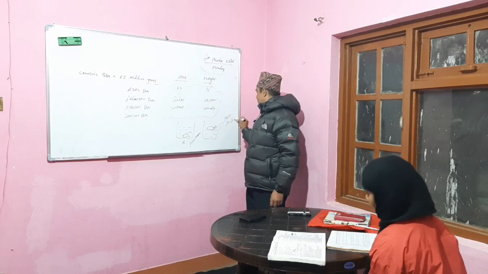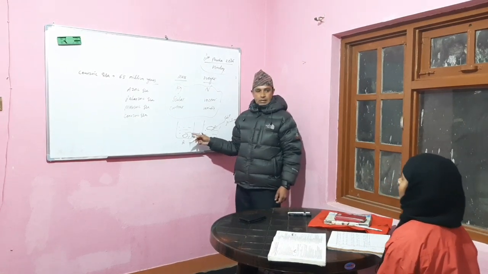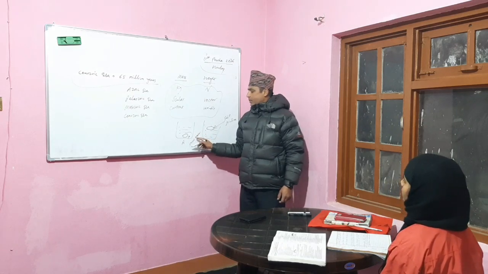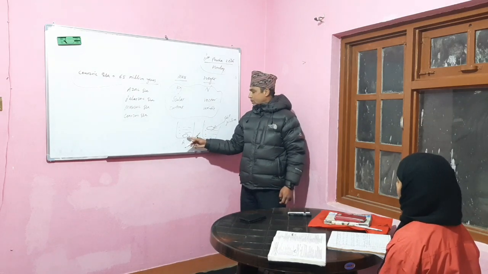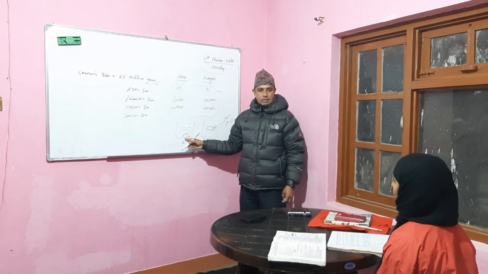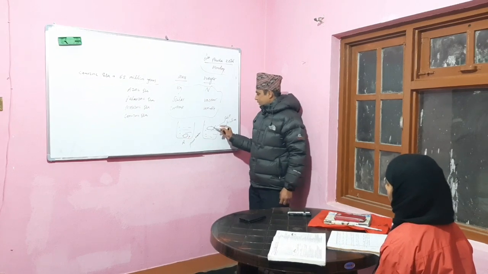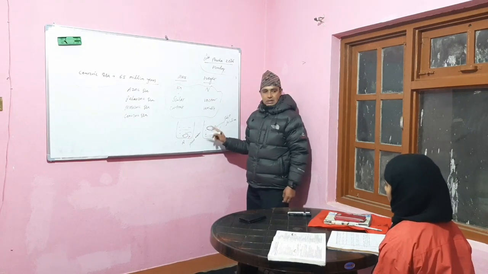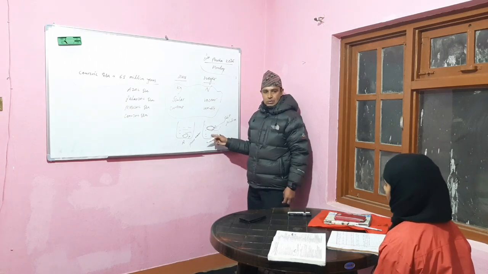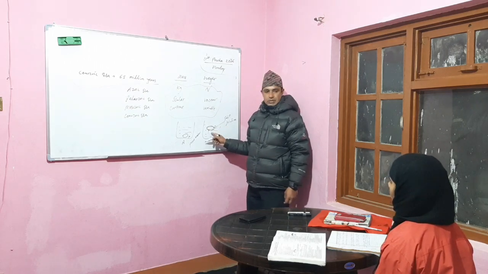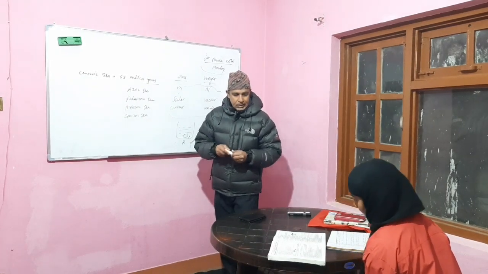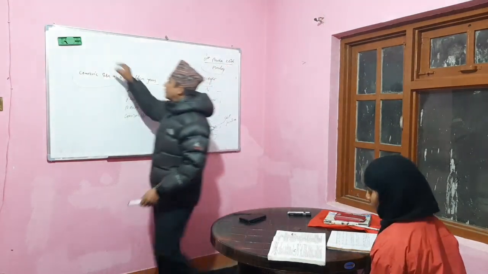Why is A pure water? Because the egg is sinking. Egg sinking means the density of pure water is less. If the density of the liquid is less than the object, it will sink. But here, the egg is floating, which means the density of salt solution is more. The egg experiences more thrust and it floats. More density, more thrust. Less density, less thrust.